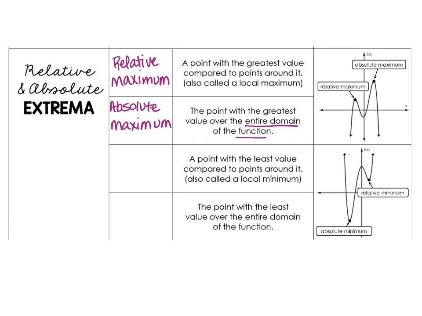So notice the difference in the two. This is the greatest value compared to the points just around it, whereas the next one, the absolute maximum, is over the entire domain. The next one, a point with the least value compared to the points around it, that is a relative min. And then a point with the least over the entire domain is going to be an absolute min. And your examples over here, those are giving you some wonderful examples graphically of what to expect when asked to find those.